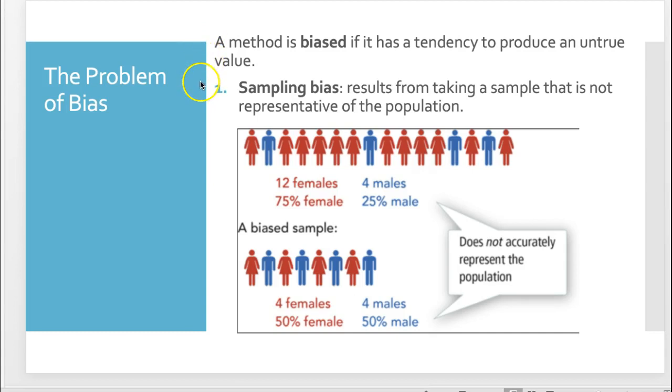So we'll talk about a couple types of bias here. The first one is called sampling bias, and it results from taking a sample that is not representative of the population. For example, here in the population we have 12 females and 4 males, so roughly 75% female, 25% male. When I select my individuals from here, I'm hoping that my sample would be representative of that. We want the sample to be representative. It doesn't have to be perfect, but typically it should be close.